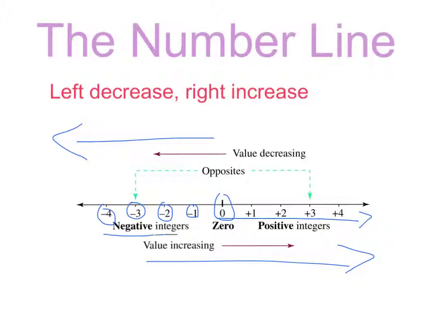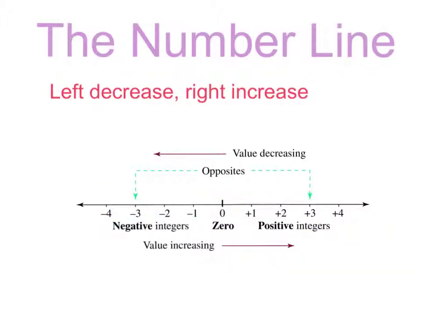These numbers to the left, or negative numbers, are called negative integers. Positive integers. Why are they integers, not numbers? Because they are whole numbers, okay? They're not fractions, they're whole numbers. So as we move to the left of the 0 on the number line, our numbers decrease. As we move to the right, our numbers increase.